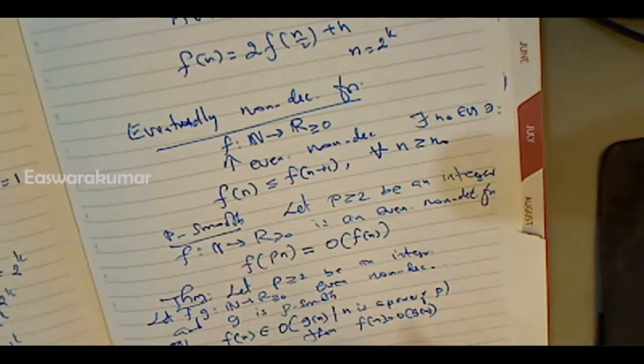So here you see that f and g are eventually non-decreasing functions, and g is p-smooth. If these conditions are satisfied, then that condition can be removed. If n is a power of p, that means p-smooth. If n is a power of 2, it means 2-smooth. N is a power of 3 means 3-smooth. That's why we say p greater than or equal to 2 be an integer.